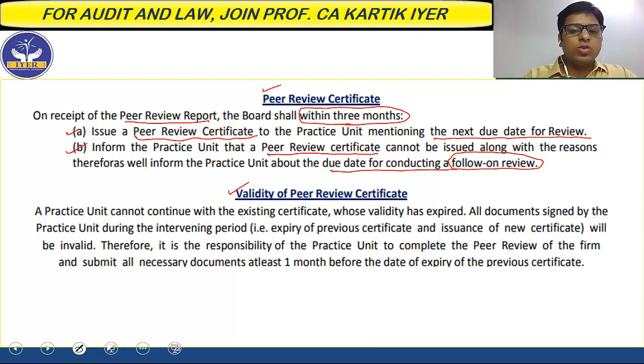A practice unit cannot continue with the existing certificate whose validity has expired. All documents signed by the practice unit during the intervening period, that is, between expiry of the previous certificate and issuance of the new certificate, will be invalid. So they have clearly said that it will be invalid. Therefore, it is the responsibility of the practice unit to complete the peer review of the firm and submit all necessary documents at least 1 month before the date of expiry of the previous certificate so that the peer review can be conducted properly. Okay, so that's what they have said, that all the necessary documents have to be provided 1 month before the date of expiry of the previous certificate.